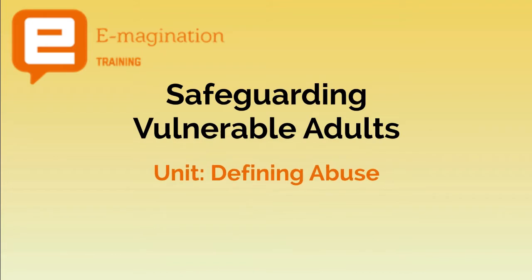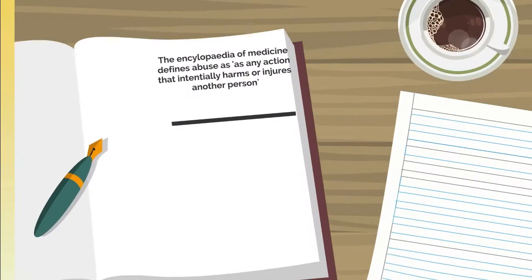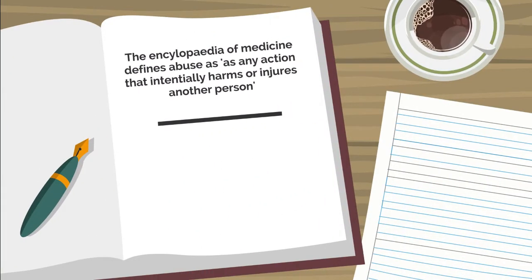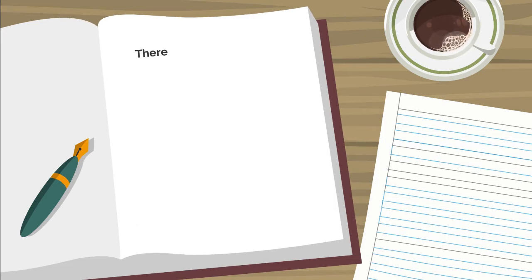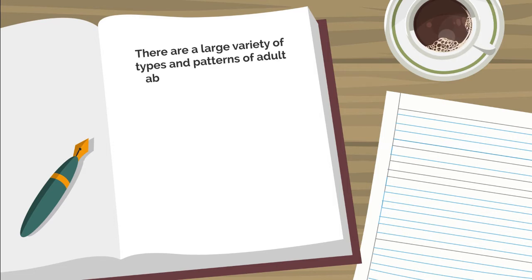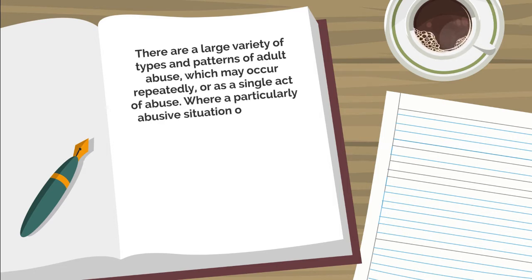Let us look at defining abuse. The Encyclopedia of Medicine defines abuse as any action that intentionally harms or injures another person. Many adults can live a life happy, healthy, and free from harm. Being a vulnerable adult can expose them to requiring assistance in achieving this life, therefore making them more susceptible to harm and abuse. There are a large variety of types and patterns of adult abuse, which may occur repeatedly or as a single act of abuse.